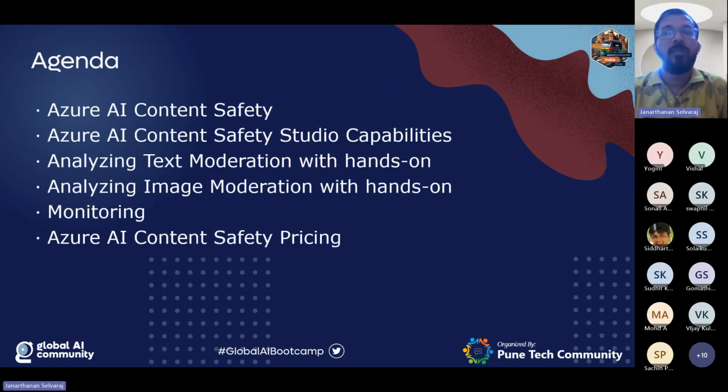We will discuss how to create a resource in Azure AI Content Safety and the Content Safety Studio capabilities. We will move on to text moderation with one hands-on, as well as image moderation with a hands-on part. And how will you monitor the content safety? And finally, we'll move on to the content safety pricing.